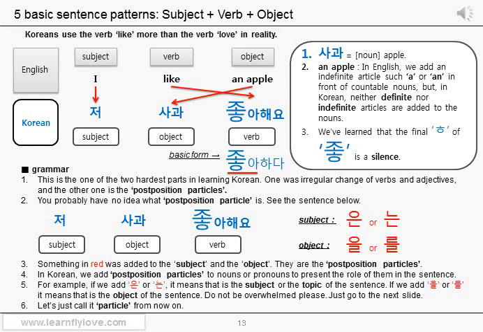Have you heard of postposition particle in Hangul? We just told you that there is no indefinite or definite article in Korean, such as a, an, or the. Furthermore, in Korean, there is no concept of the preposition either. But unfortunately, there is postposition particle in Korean. This is one of the two hardest parts in learning Korean. The first one was irregular change of the verbs or adjectives, and the other one is postposition particle.